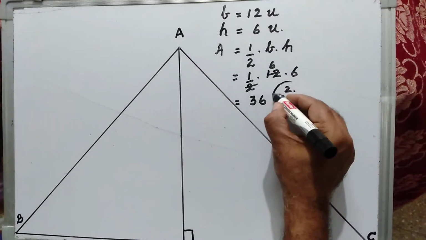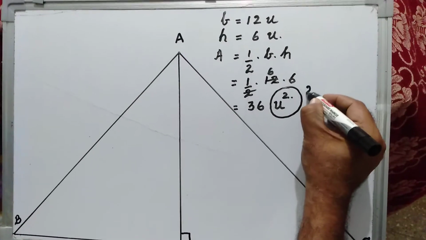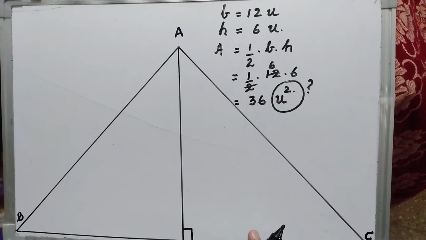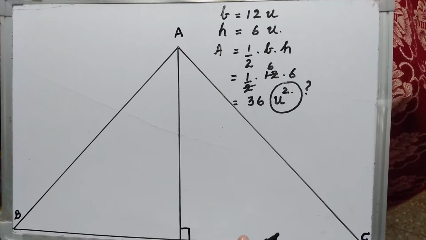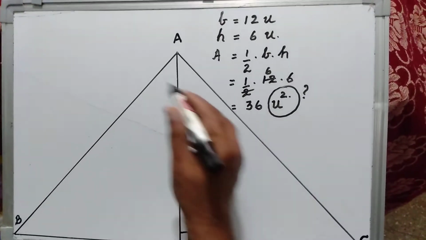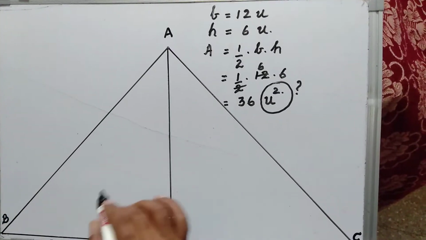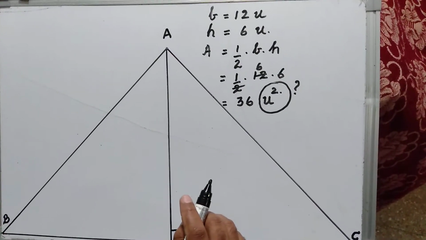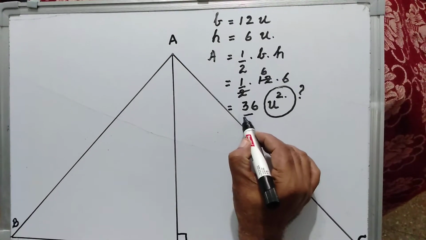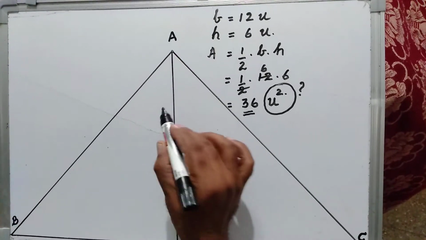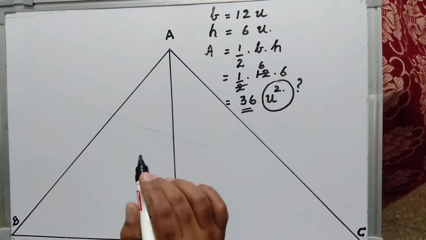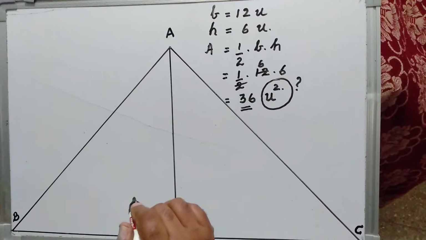Now what I am concentrating on today is this part, square units. What is square units? To understand that, we will divide this triangle into small unit squares, and this triangle should be accommodating 36 small unit squares in that. Let us see whether practically we can show that.